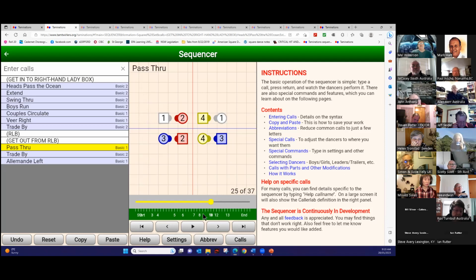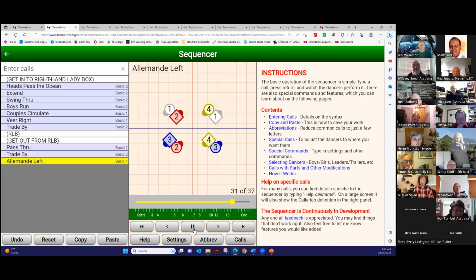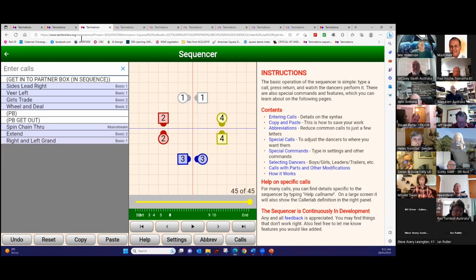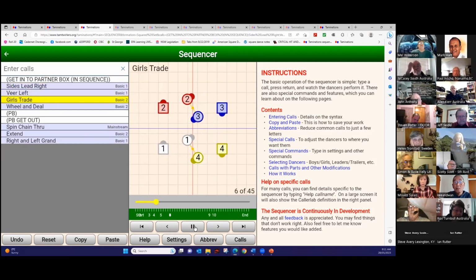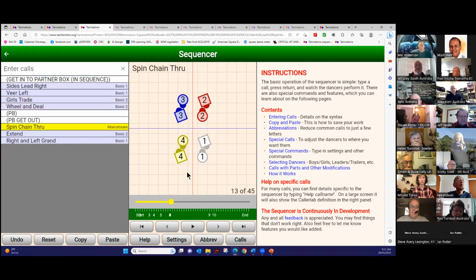They're in sequence. And of course, a get-out from a right-hand lady box in sequence: pass through, trade by, allemande left. And as you can see, we were just a right and left grand away from home. The same principle works to get into a partner box. Okay, lead to the right, veer to the left, ladies trade, wheel and deal. And we're now in partner boxes.